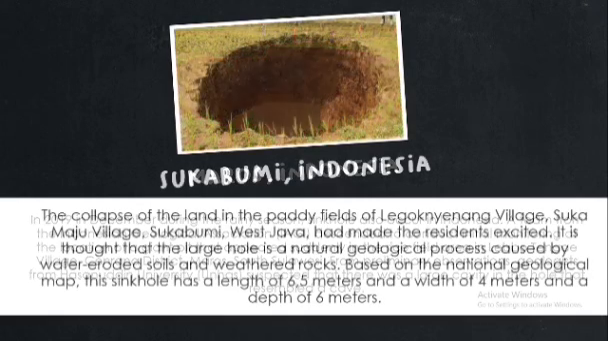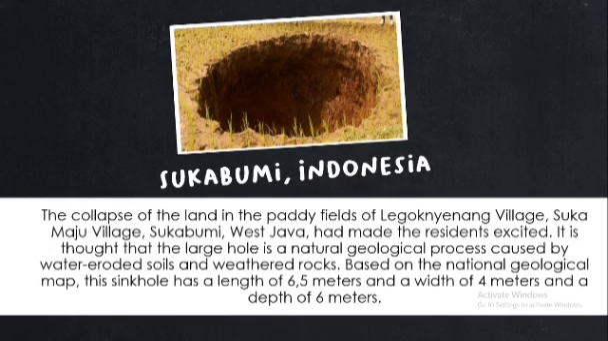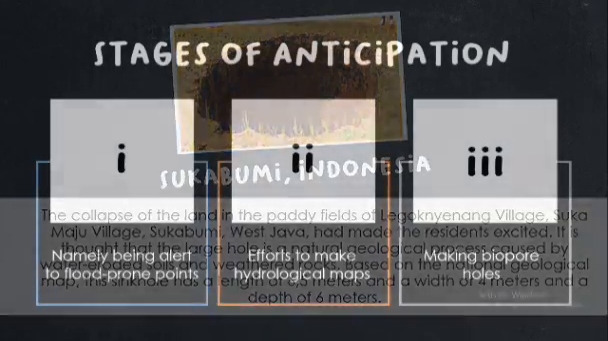And the last is Sukabumi in Indonesia. The collapse of the land in Kampung Legok Nyenang, Sukabaju village, Sukabumi, West Java, made the residents excited. It is thought that the large hole is a natural geological process caused by water eroding soil and rocks. Based on National Geographic, this sinkhole has a length of 6.5 meters, a width of 5 meters and a depth of 6 meters.